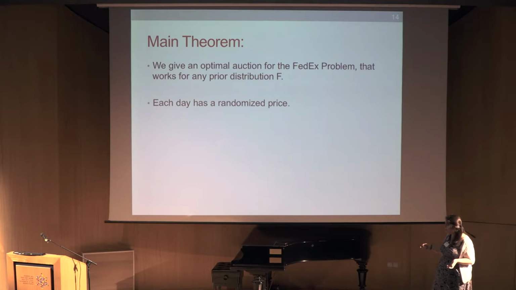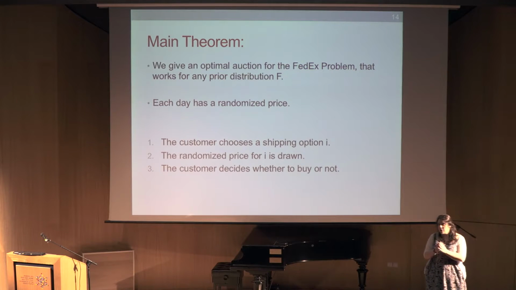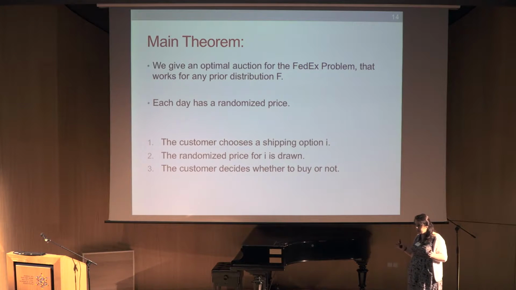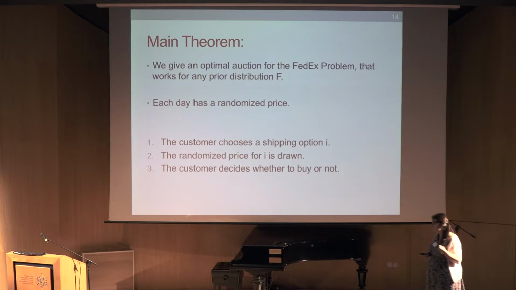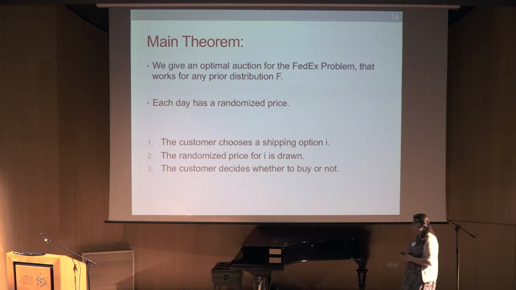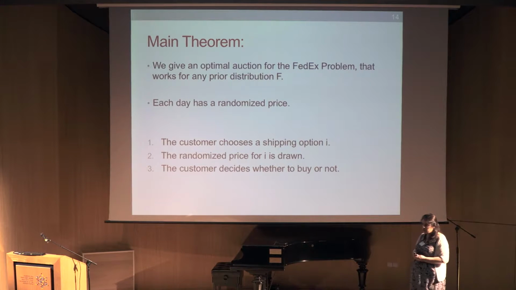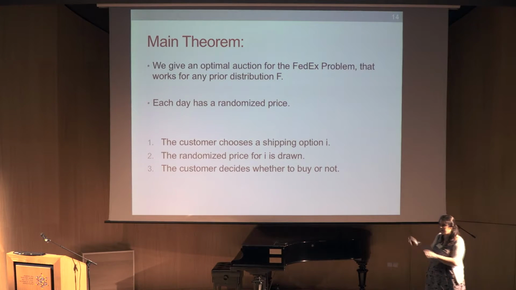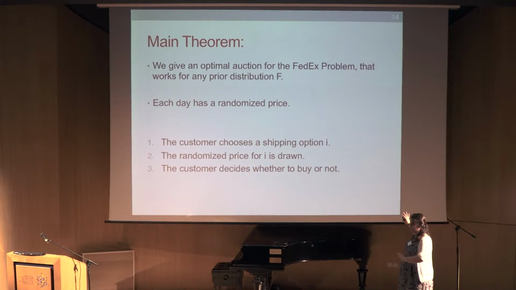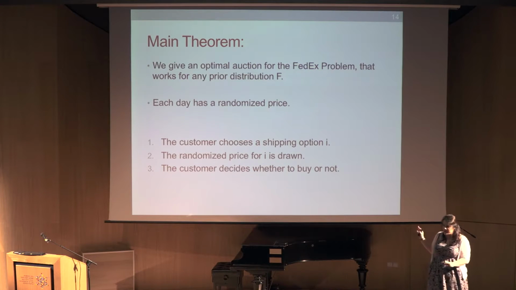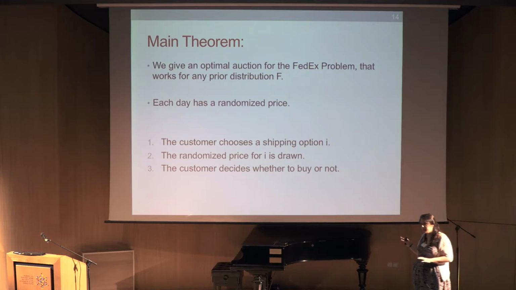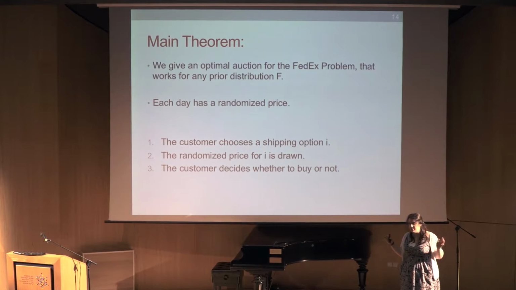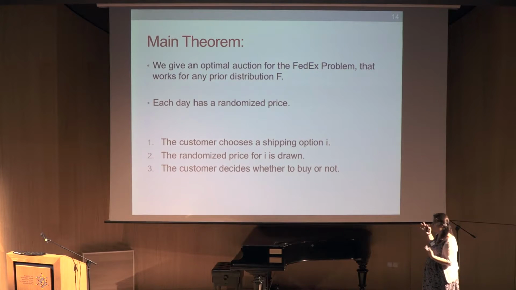So what does this look like? Each day has a randomized price. The customer will, knowing the distributions of the randomized pricings, choose a shipping option I. Then the randomized price for the shipping option I will be drawn, and then the customer will decide whether to buy or not. So it is ex post IR. Okay, this is not a specific description. This is a very vague description of the mechanism, and I'm going to tell you in more detail how we find it and what it looks like. But here is very high level. The point is that we have this FedEx setting. It's extremely simple but multi-parameter, and what we do is we find the optimal single bidder mechanism.